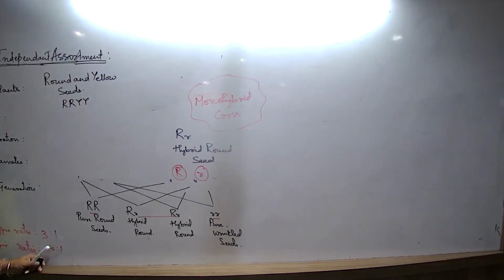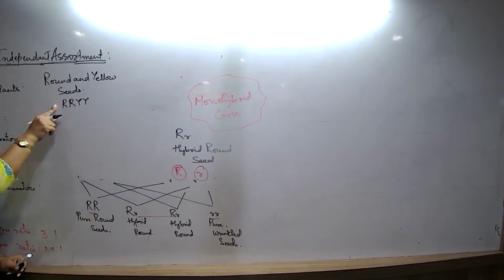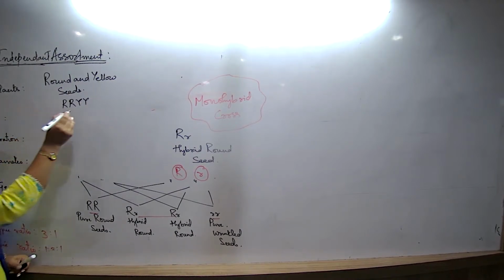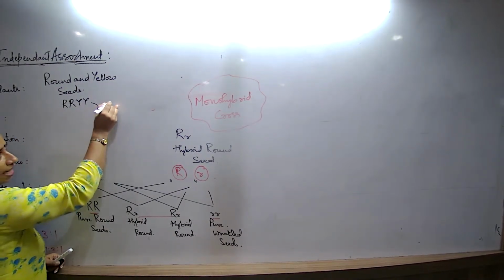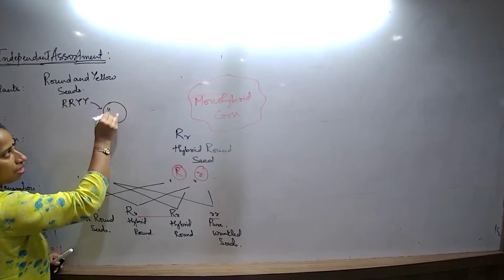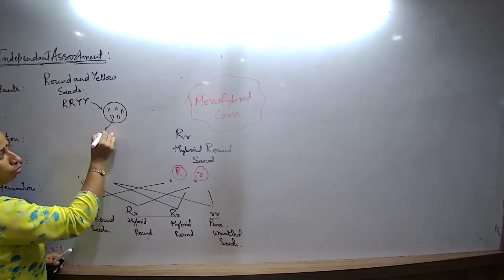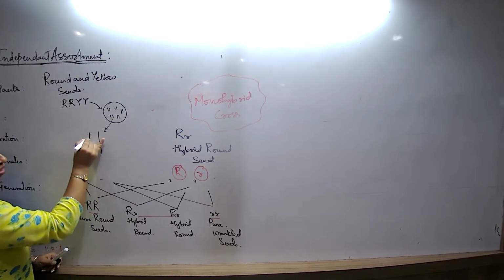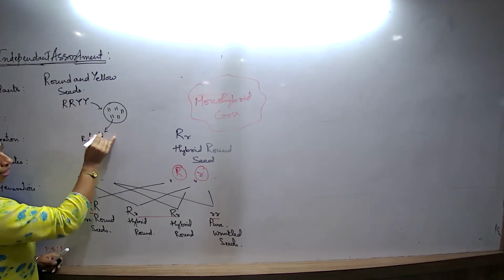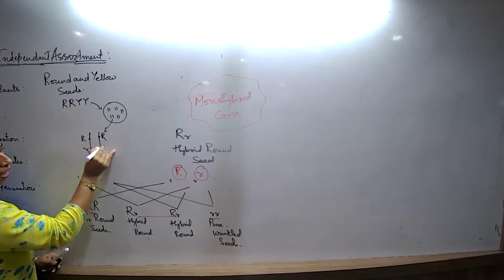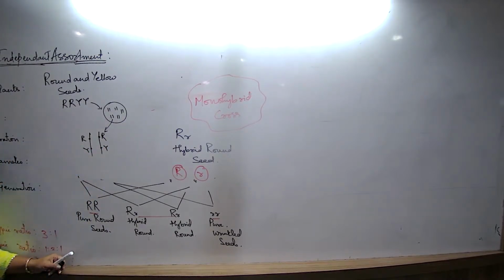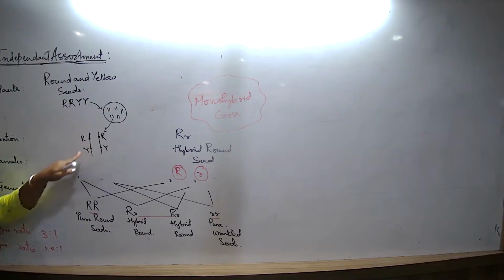Is that clear? These plants have cells, and how would the cells be? The cells would be something like this. The cells have paired chromosomes. In one chromosome, the condition is this way: capital R, capital R, capital Y and capital Y. Did you understand? So that's why we are writing RR and YY.